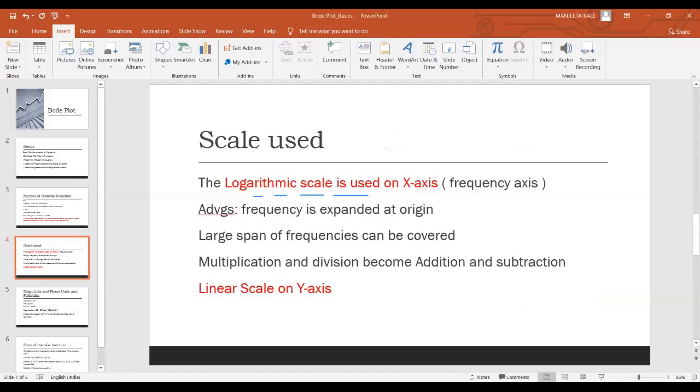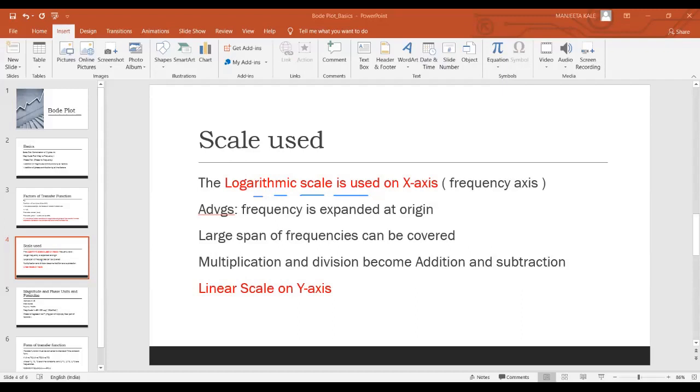Now if you go further, the scales used. Scales are nothing but scales on the x-axis as well as on the y-axis. So on the x-axis we have frequency. Obviously there are two different plots, magnitude plot and phase plot. In both the cases, the x-axis will be frequency, that is logarithmic frequency. Now why are we using a logarithmic scale on the x-axis? There are certain advantages. Those advantages are stated here on this slide.